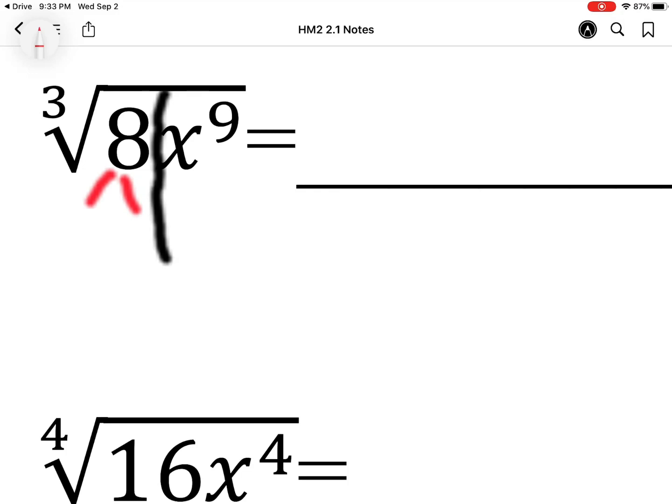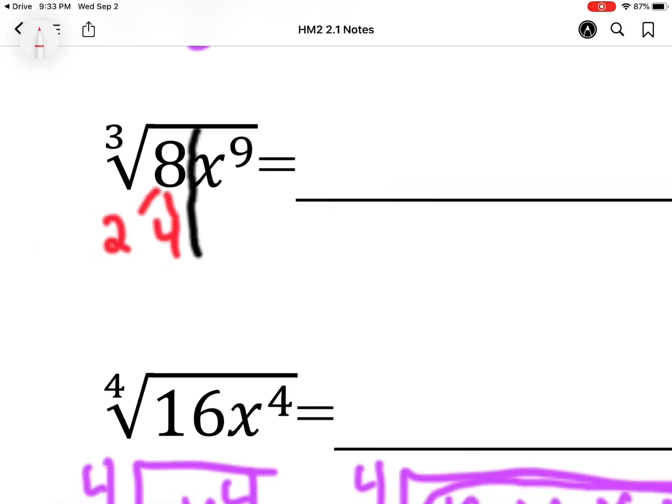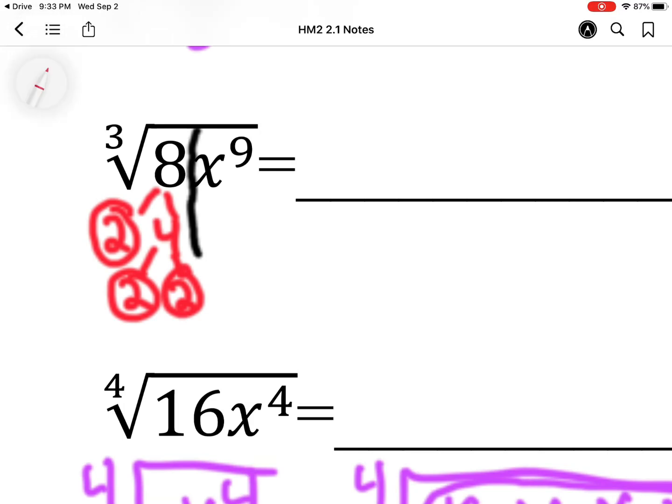There we go. So 8, I'm going to separate. So we've got 2 times 4. 2 is prime, so I can stop there. 4, I've got 2 times 2. I can stop there.